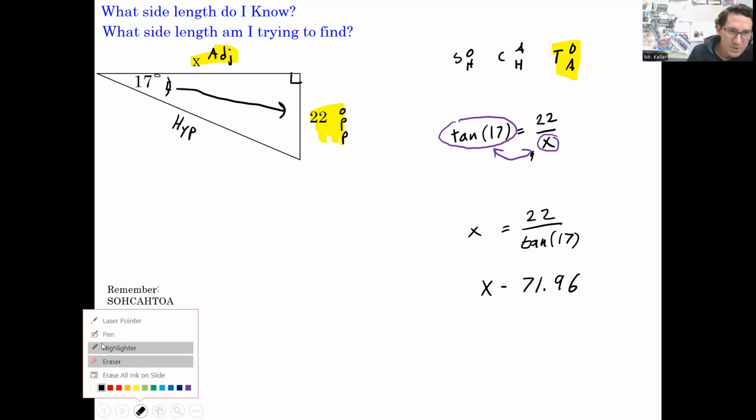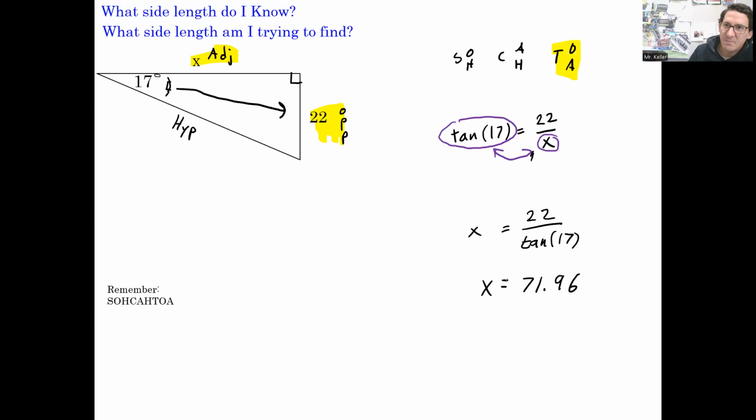Next time, we are going to use the trig ratios to find missing angles. Fun stuff. So, more SOHCAHTOA next time. See you.